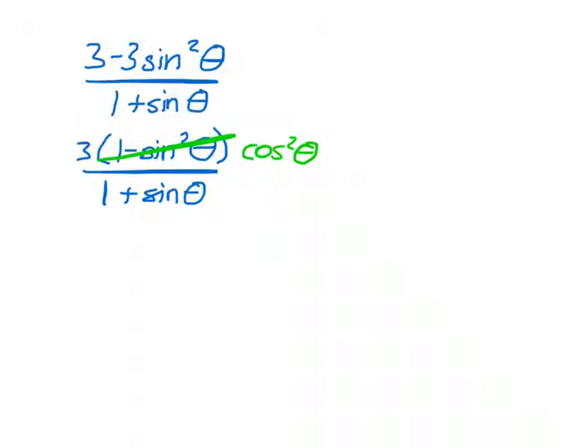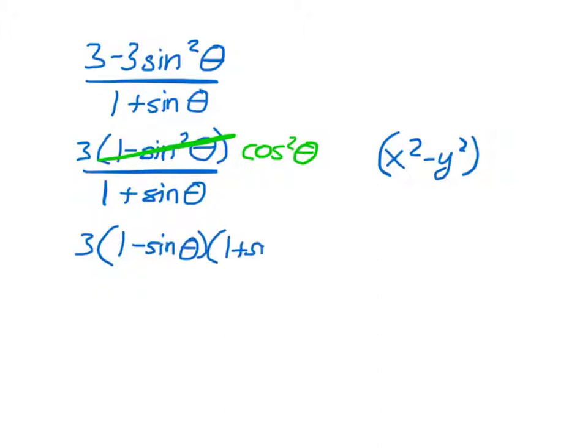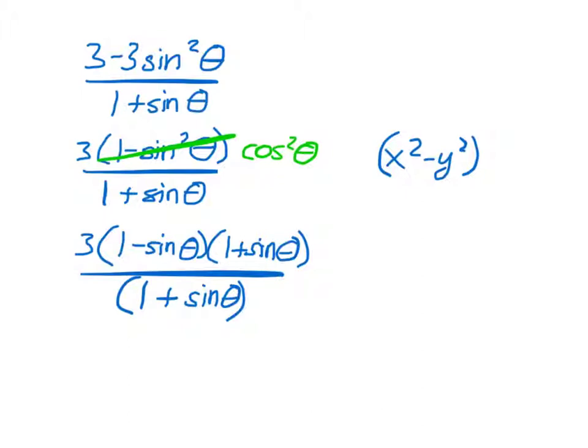However, if we treat 1 minus sine squared theta as a difference of squares, like x squared minus y squared, I can get this expression to simplify a little bit more. For example, 1 minus sine squared theta is really 1 minus sine theta times 1 plus sine theta. And notice what I have in the denominator. It's 1 plus sine theta. Well, these can cancel out, and I'm left with 3 times 1 minus sine theta.